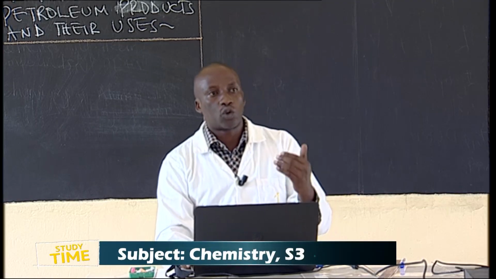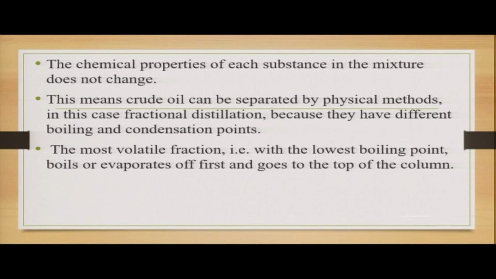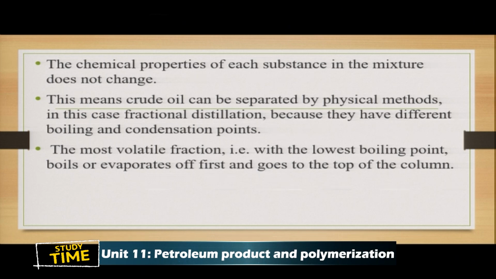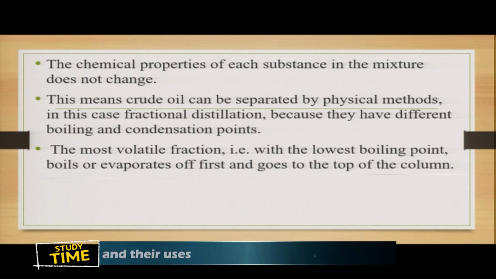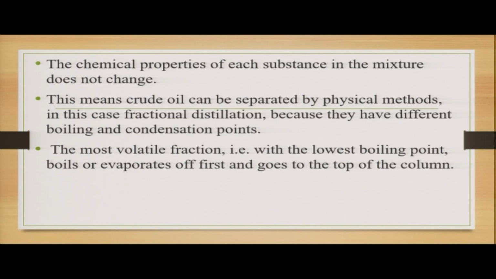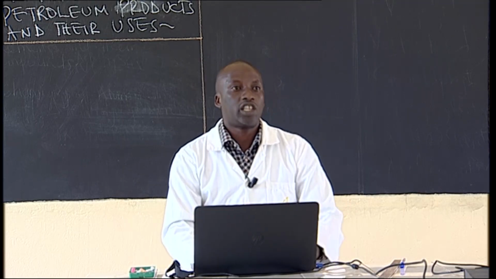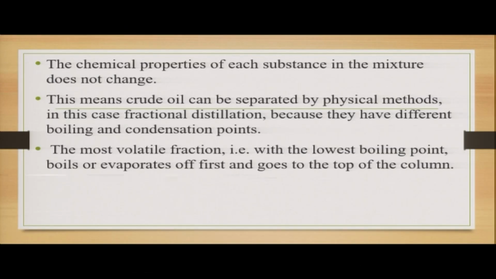And we can also look at the chemical properties of each substance in the mix does not change. So they remain the same. So in the fractionating column, as these fractions are heated, the chemical properties remain the same. It is only the physical properties that change, because we have seen crude oil, which is a black, thick liquid, changing into the liquid, the semi-solid, and then into the gases as well. So this means crude oil can be separated by physical means. In this case, fractional distillation. So fractional distillation is a physical method.